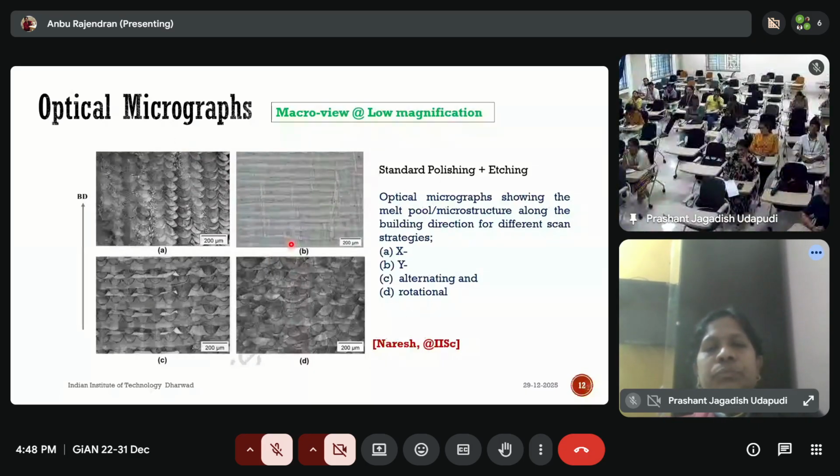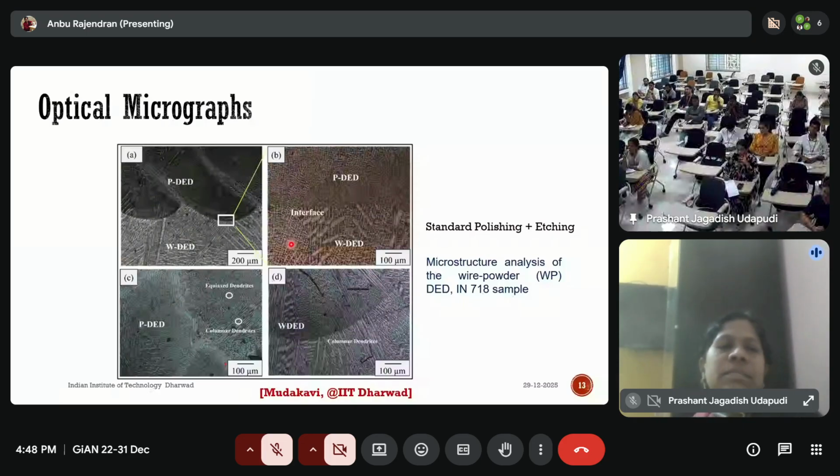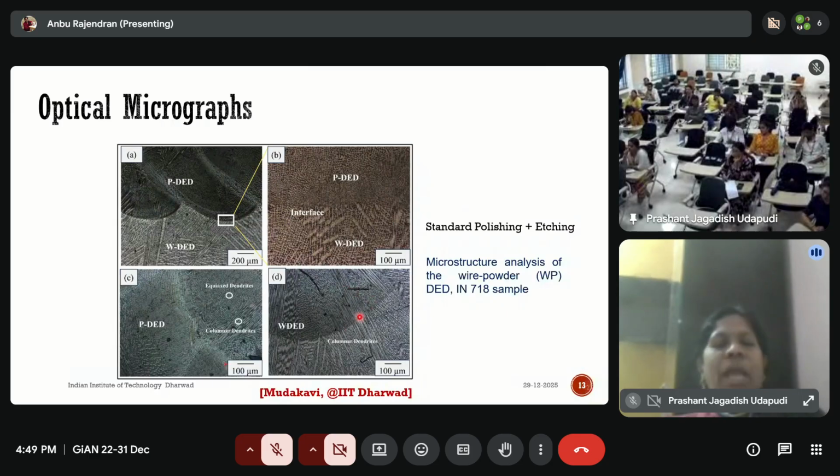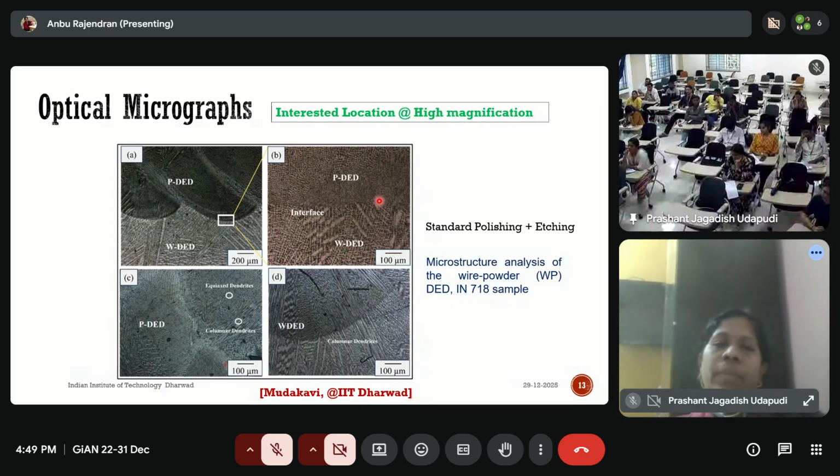Okay, so yeah, this is a little higher magnification at the interface, showing how the joint is. This is also again a 3D printed component in Inconel 718. Okay, so at the interface, whether the joint is good or any defect is there, you can magnify a little and look for the defects and how the structure is present in the sample.